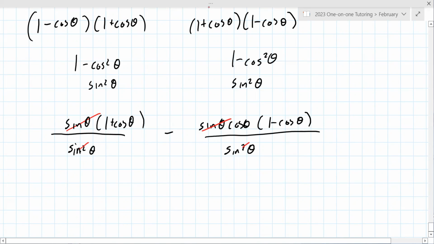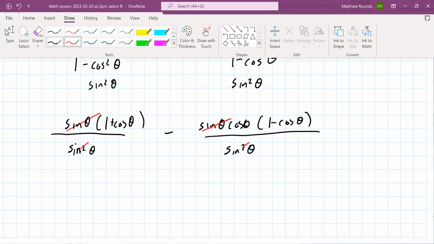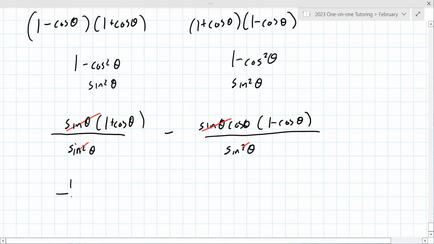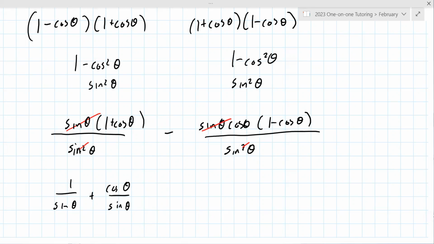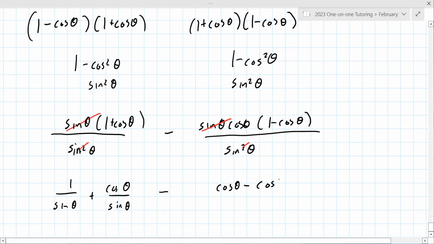So now it's like, well, what do we even do here? On the left here, I'm going to divide both of them by sine. So it's 1 over sine theta plus cosine theta over sine theta. And on the right, I guess I need to distribute in, which I don't like doing, but I don't see what else to do. So this is cosine theta minus cosine squared theta over sine theta.